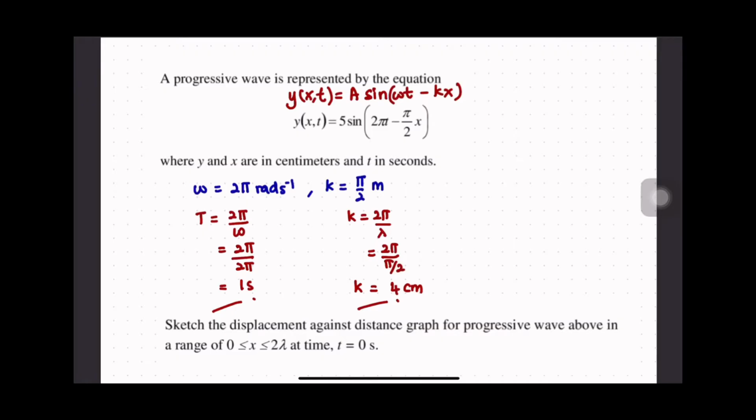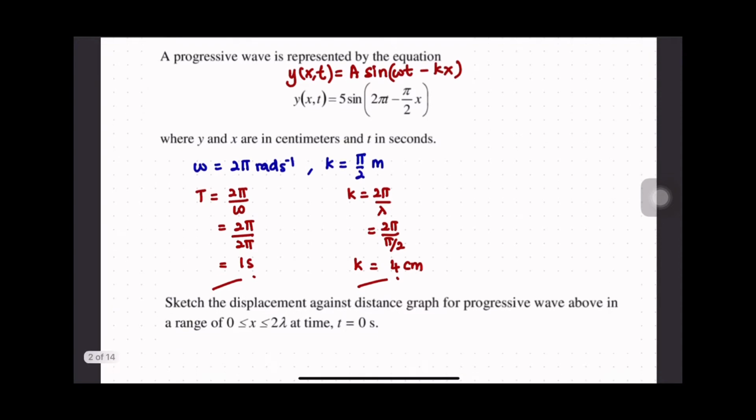Okay, hi. This video is to show you how to sketch a y-x graph and y-t graph. So let's look at the equation given. A progressive wave is represented by an equation of y(x,t) = 5 sin(2πt − (π/2)x). First, we compare with the general equation, y(x,t) = A sin(ωt − kx), where y and x are in centimeter and t in second.